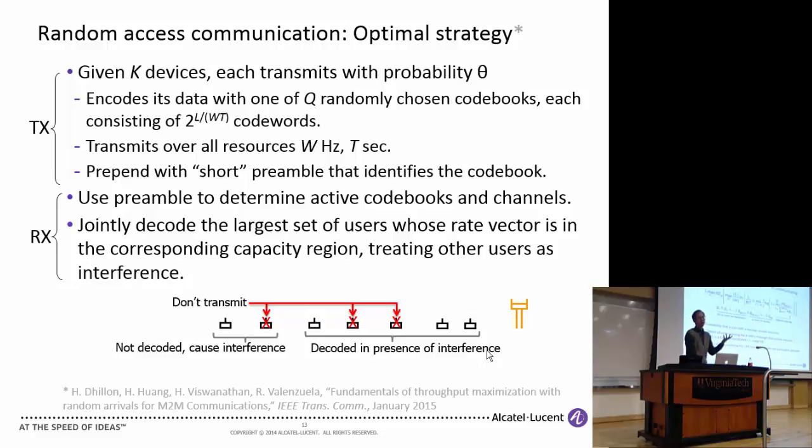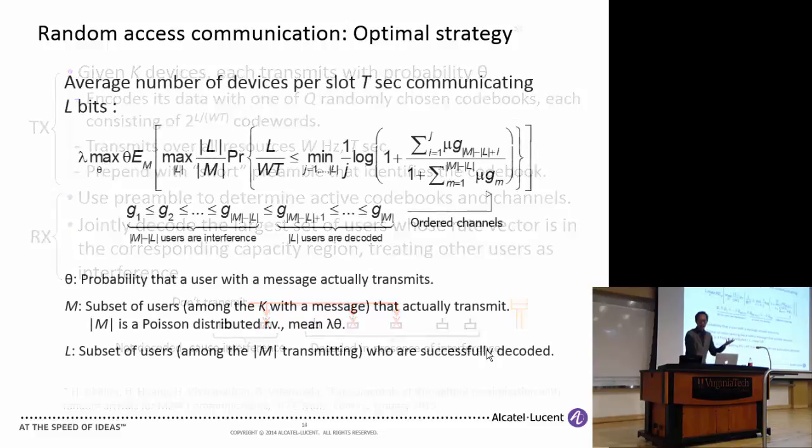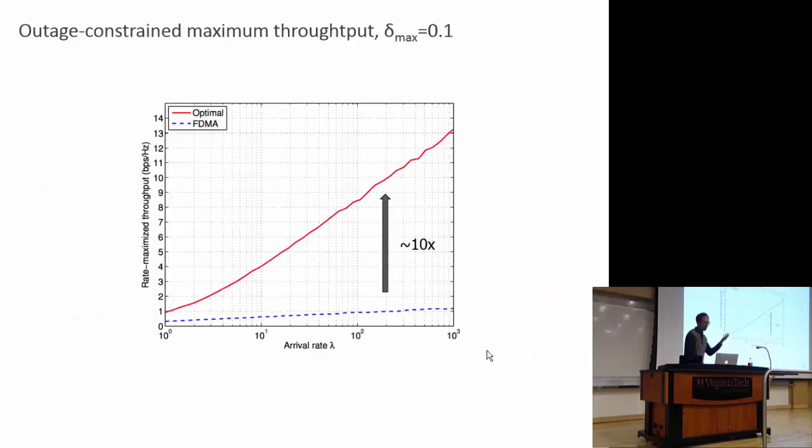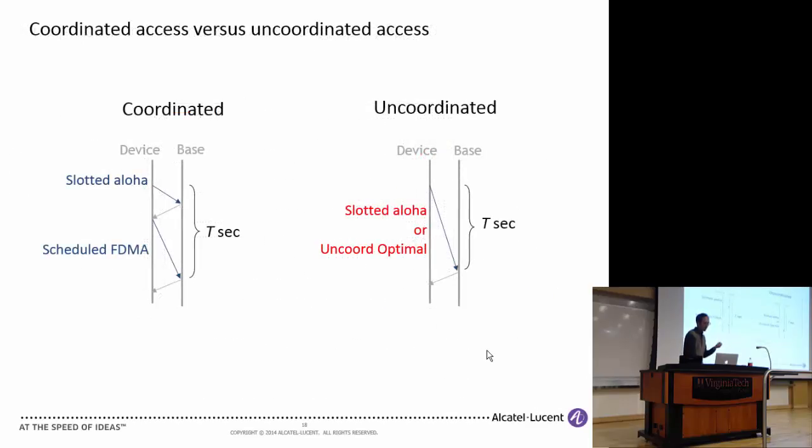We have some expression for computing the average number of devices that are successful. We can skip over this. We can skip over some preliminary numerical results. Let's put this back in the framework of what we talked about at the beginning, where we have this coordinated and uncoordinated framework. And let's look at the performance of our uncoordinated optimal strategy that we just derived.